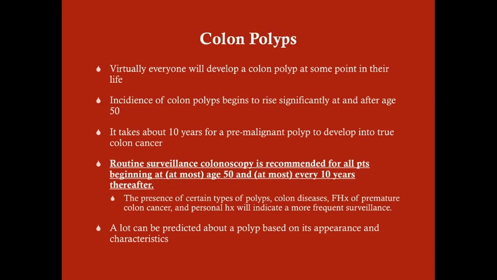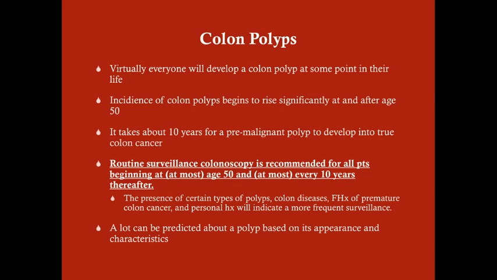So colon polyps happen to pretty much everybody at some point in their life, and the incidence of polyps really starts to take off at about age 50. And so it's for this reason that we start doing surveillance colonoscopy in everybody starting at around age 50, at the most. In some patients we start even earlier than that, and I'll talk about why in a little bit. Now, it takes about 10 years for a pre-malignant polyp, and not all polyps are going to turn into cancer, but if the polyp is indeed a polyp that will become colon cancer, it takes 10 years for it to actually become colon cancer. And so we generally do every 10 years screening for patients.